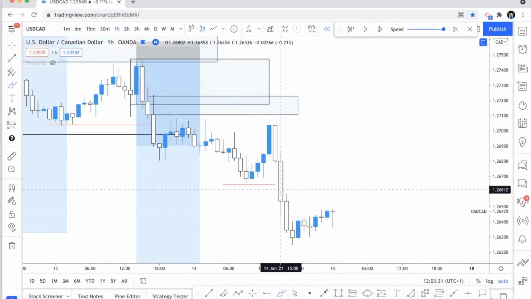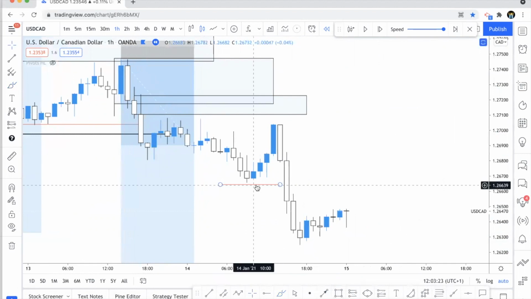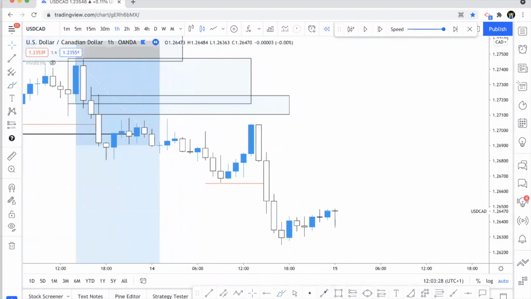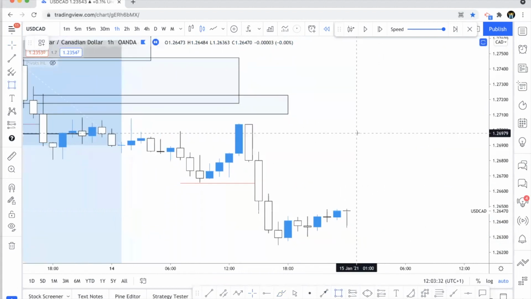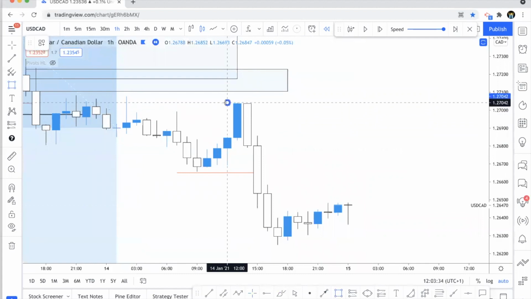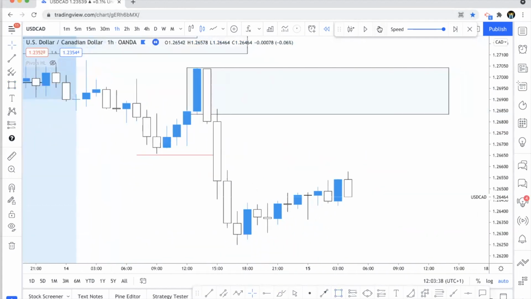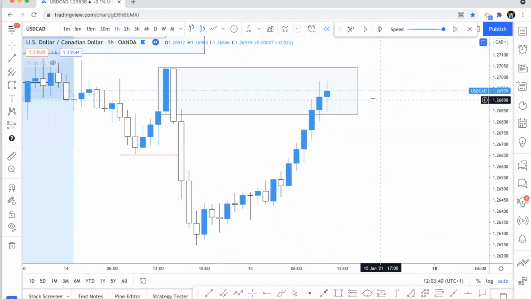So let's look at another one. Right here we have another break of structure. Okay, you guys tell me where the next unmitigated area is. It's very easy. It's this one right here, right? So we're going to wait for this area to get mitigated, right there. You see how it's mitigating?